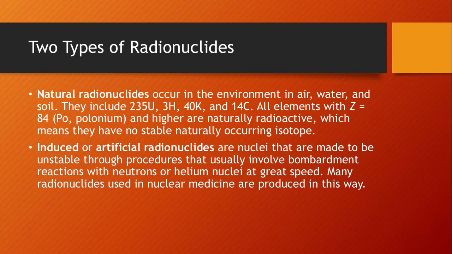Okay, so there are two types of radionuclides that you're going to come across. Those would be natural radionuclides, which occur in the environment. Some examples include uranium-235, potassium-40, carbon-14. All elements with an atomic number greater than 84, which is PO, polonium, and higher are naturally radioactive, which means they have no stable, naturally occurring isotope.